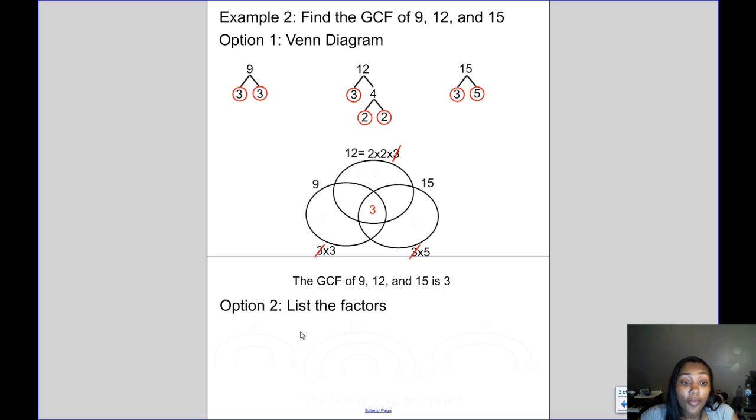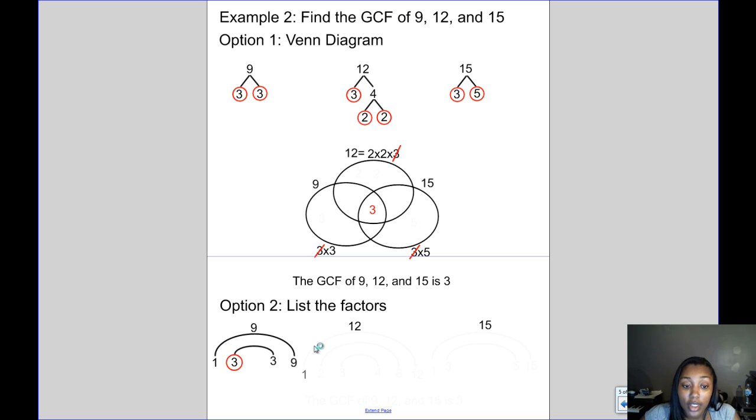Now another way for me to find the greatest common factor is by listing the factors. And this time we're going to use the rainbow method. So I'm looking again at the number 9, the number 12, and the number 15. So when I do my rainbow, I know my first hump is going to be 1 times 9. Then I have to think what else gives me 9, and that's going to be 3 times 3. Then I'm going to come over here. I'm going to do my next one.